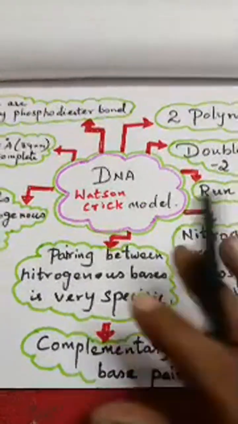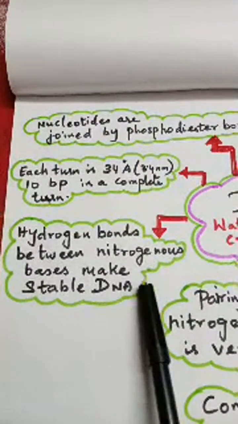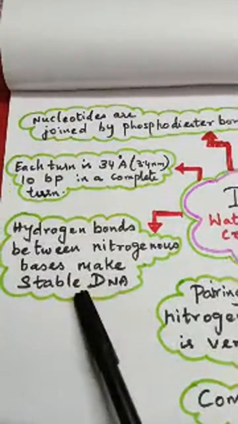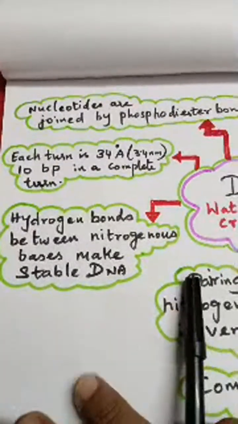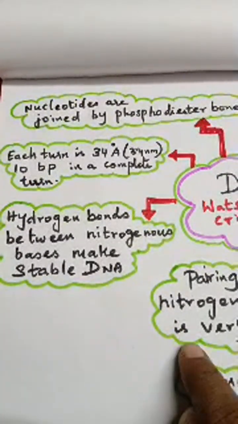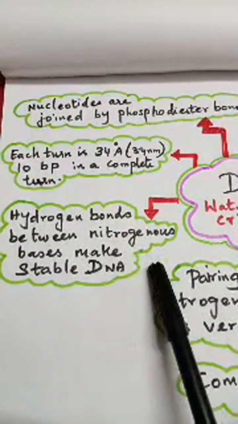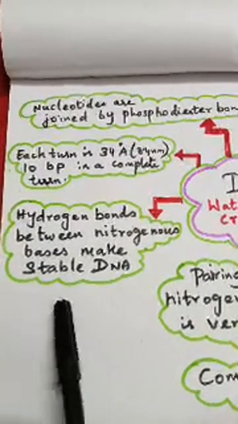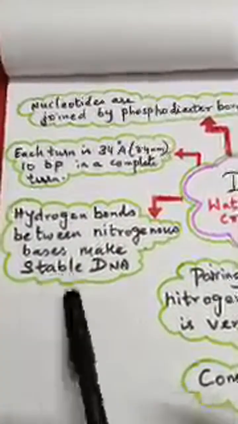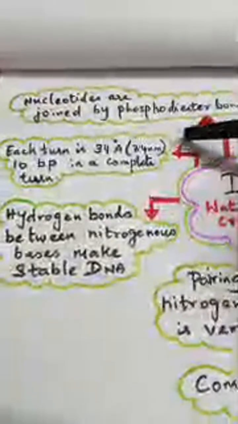Is that clear? And then what we have seen in the DNA is that the hydrogen bonds between the nitrogenous bases make stable DNA. I told you there's a double bond between the adenine and the thymine, and the cytosine and the guanine will have the triple bond. So this hydrogen bond in the DNA makes the DNA more stable. So I have given you one task: we have to come up with the answer for why it is called stable. Please go and check and come.